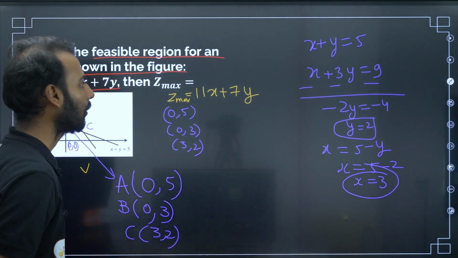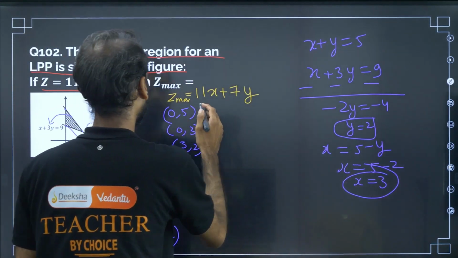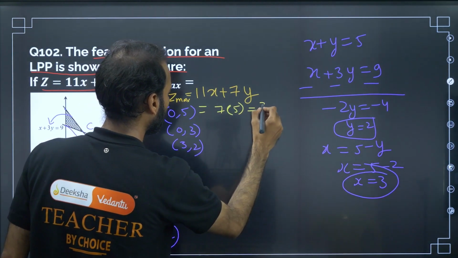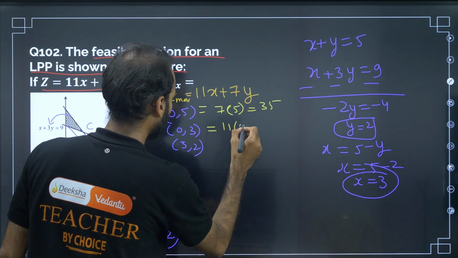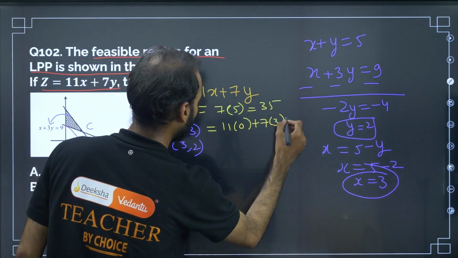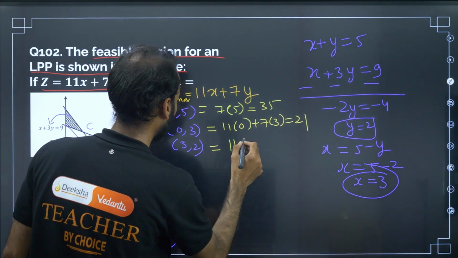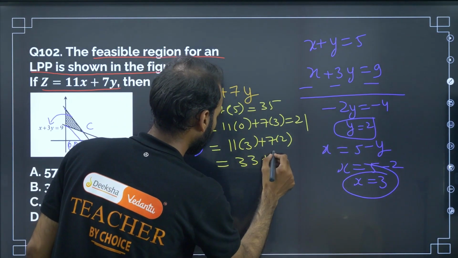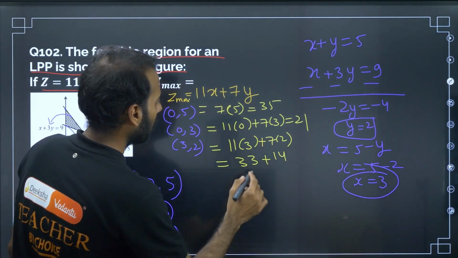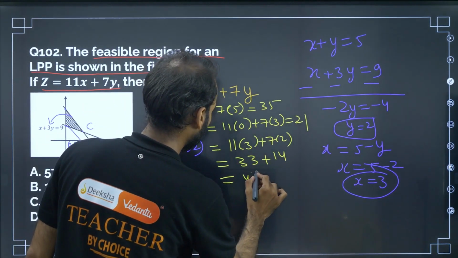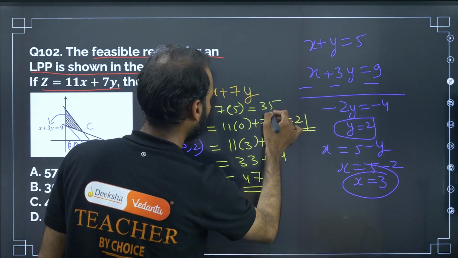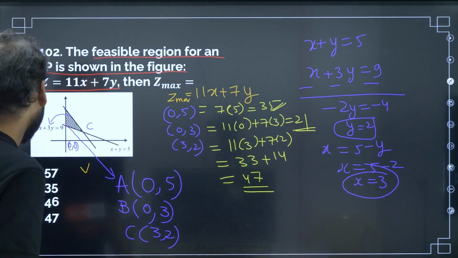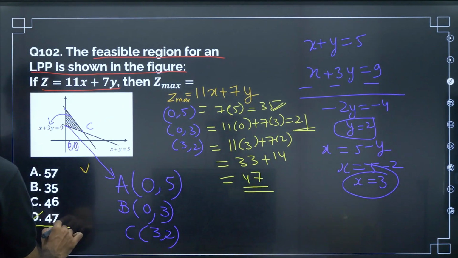So we have three points. Now we find the values of 11x plus 7y. At (0, 5): 11 into 0 plus 7 into 5, which is 35. At (0, 3): 11 into 0 plus 7 into 3, 7 3s are 21. At (3, 2): 11 3s are 33 plus 7 2s are 14, which is 47. Which is maximum? 47. They are interested in the maximum value. The maximum value of the function is 47, so option D is the answer.